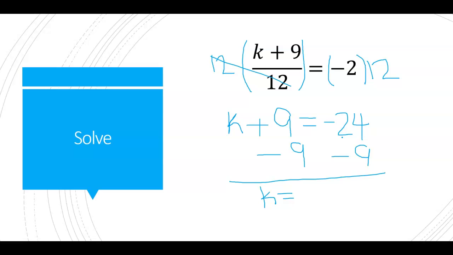What's negative 24 minus 9? Go ahead, Madison. That's what I got. And again, you could check it: if you did negative 33 plus 9, divided by 12, you get negative 2.